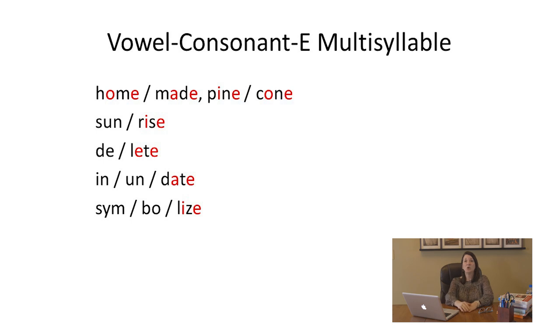We can decode even more multisyllabic words. Again, top row consists of just silent E: homemade, pine cone. Sunrise has a closed and a silent E. Inundate: closed, closed, silent E. Symbolize: closed, open, and silent E. There's our three types we've learned.